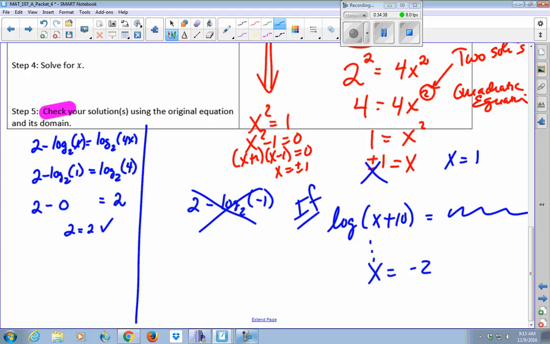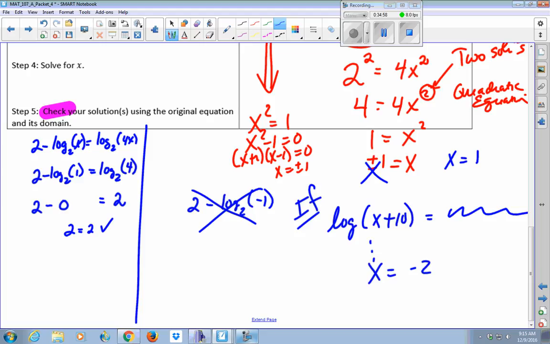You don't just say, oh, x is -2, I don't have an answer. Because you always have to go back to the original equation. And when you look at your input or your argument here, and you put the -2 in for x, what does this become? 8, which is positive. So that's okay. The -2 would work here.